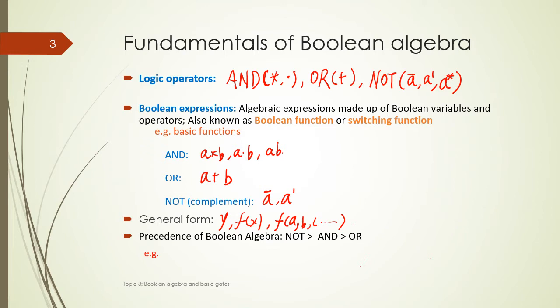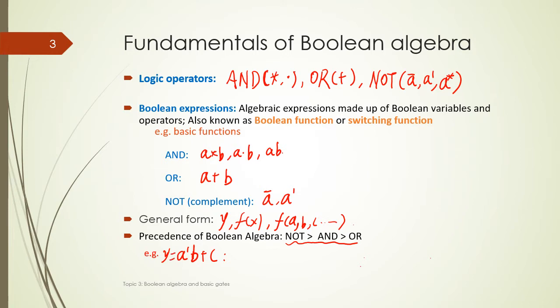The last thing in this slide I want to talk about is the order, the precedence of the operations. Generally we follow this: if there are no parentheses, we always handle the not operation first, then and, finally or. For example, if we have this Boolean expression, say we have a function.